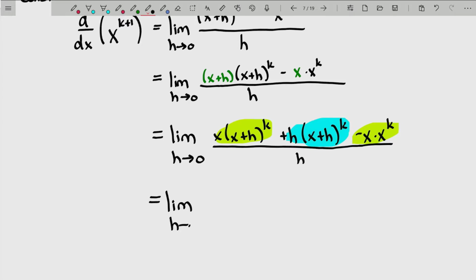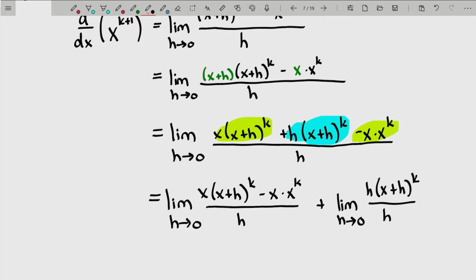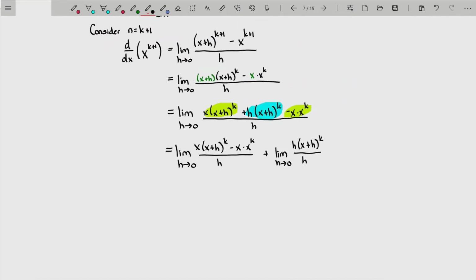That's the limit as h goes to 0 of x times x plus h raised to the k minus x times x to the k, all over h. And then plus the limit as h goes to 0 of h times x plus h to the k, all over h. So all I did was separate the yellow highlighted stuff into the first limit and the blue highlighted stuff into the second limit. Everything should be okay with you. None of this should be super crazy.